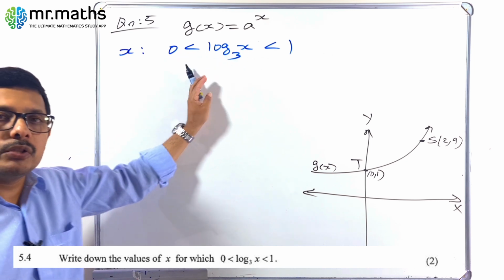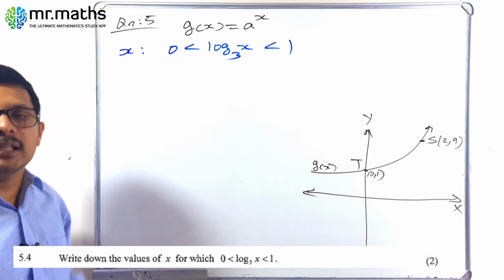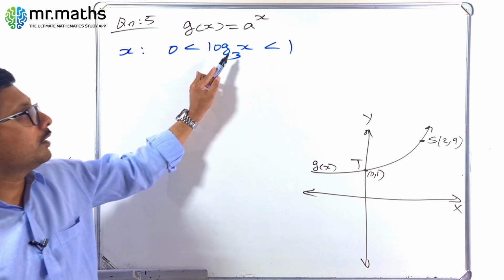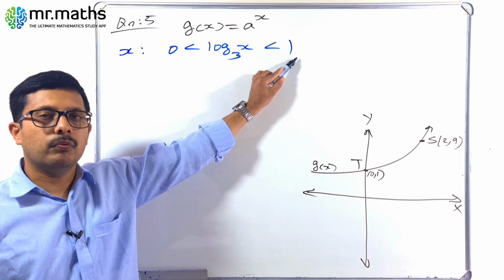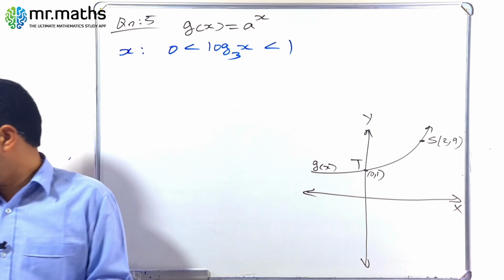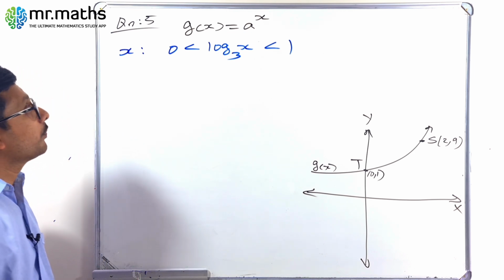You have to find the values of x where log x to the base 3 is between 0 and 1. What are the values of x? That is the question. So it's easy, but you have to think. It's a higher order question, not really, but anyway.